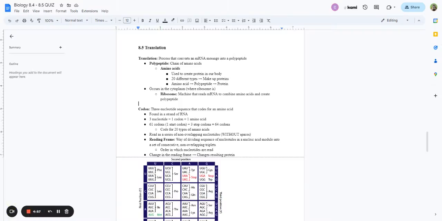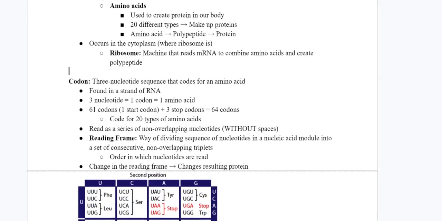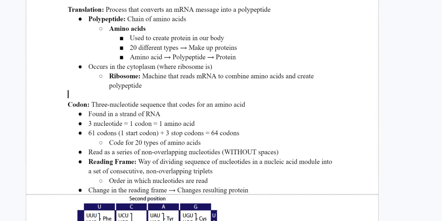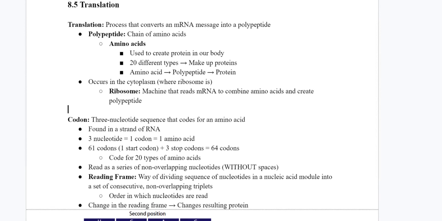Okay, now we're on to 8.5, which is translation, the last stage of the central dogma. Translation is a process that converts an mRNA message into a polypeptide. Polypeptide is the same thing as protein, but I wrote protein in my worksheet and apparently I got that wrong. So just remember it as polypeptide. So translation is a process that converts an mRNA. So it's just the creation of protein.